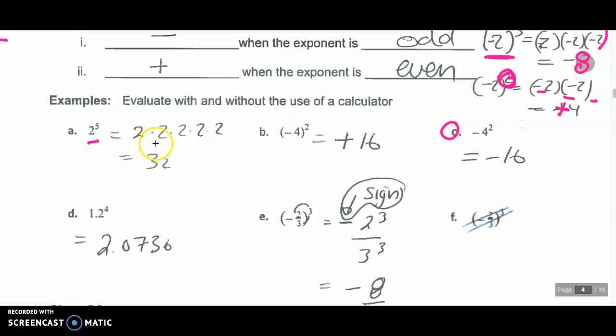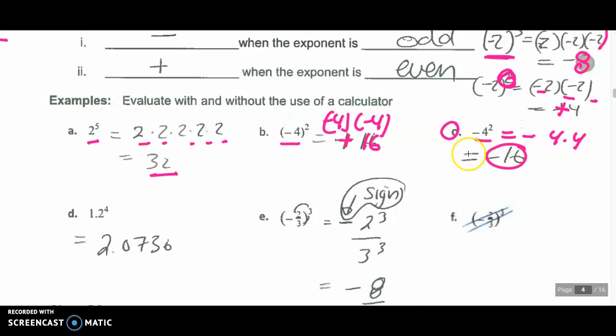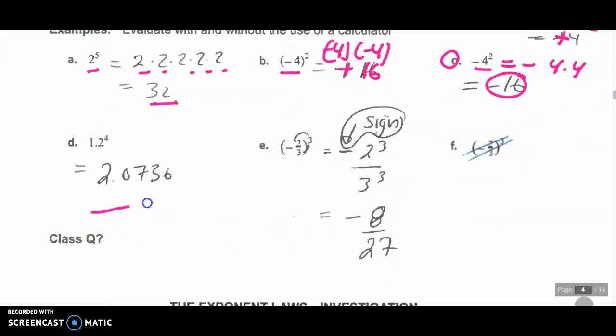Anyway, 2 to the 5 is 2 times 2 times 2 times 2 times 2. That's 32. (-4) squared, so here's our bracket with a negative. That's -4 times -4. And -4 times -4 is plus. 4 times 4 is 16. Okay, so 2 negatives get you a positive. This one is -4 squared, so this is the negative of 4 times 4, and 4 times 4 is 16, and this answer is negative. So no bracket, automatically negative answer. This guy here, we just throw in the calculator.